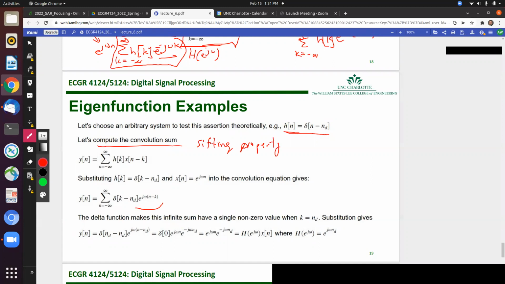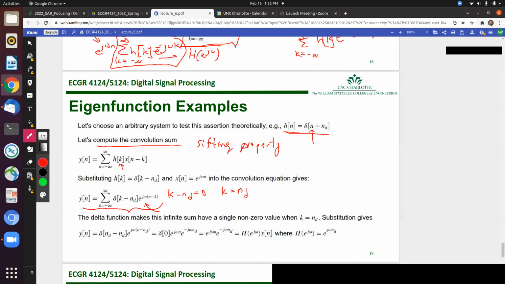And so this is the actual convolution problem. I've chosen to write the problem as h of k, which is just substituting a k for n, and x of n minus k, which is why we have e to the j omega quantity n minus k here. And then we have this summation. Now we know that the only non-zero part of this summation is where the index k minus nd equals 0, or k is equal to nd.